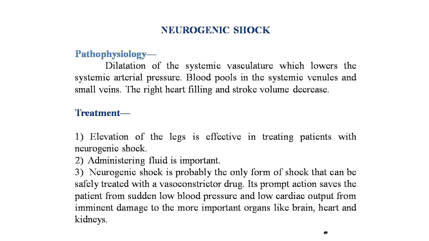Second, administering fluid is important, though not as much as in hypovolemic shock, but important. Third, neurogenic shock is probably the only form of shock that can be safely treated with vasoconstrictor drugs. Its prompt action saves the patient from sudden low blood pressure and low cardiac output, and from imminent damage to the more important organs like brain, heart and kidney.